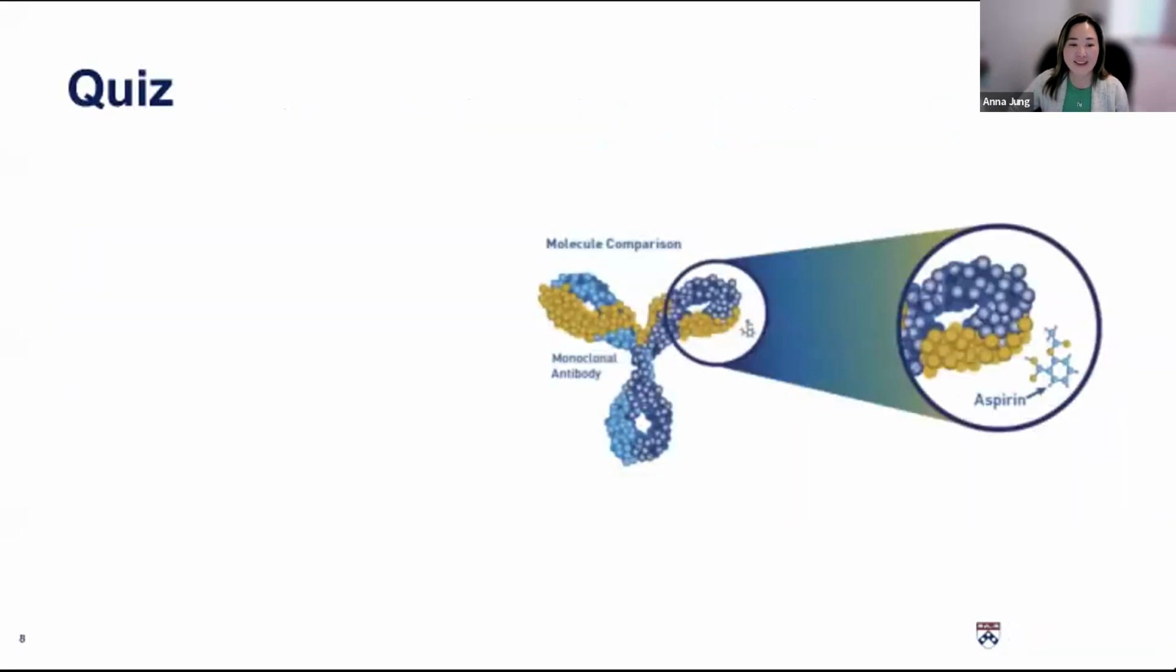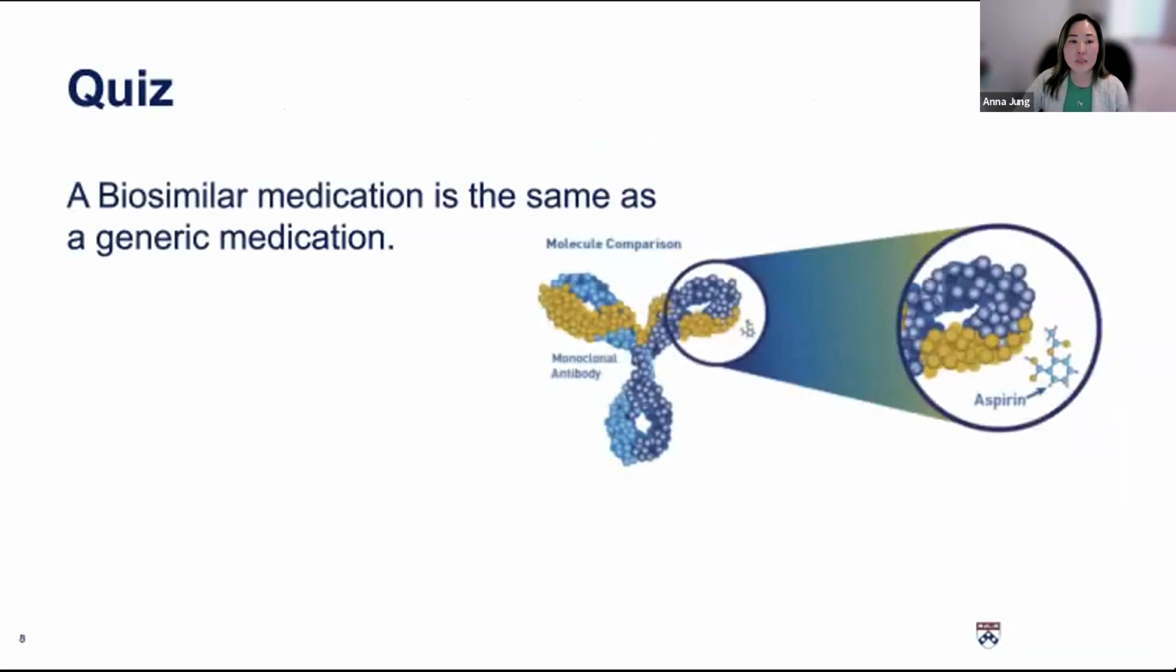So I do have a quiz here for you all. A biosimilar medication is the same as a generic medication. True or false? So I'm gonna let you have a minute to think about that, and if you want to answer in the chat, please feel free. And then Kathy, you can let me know if there are any answers in there.